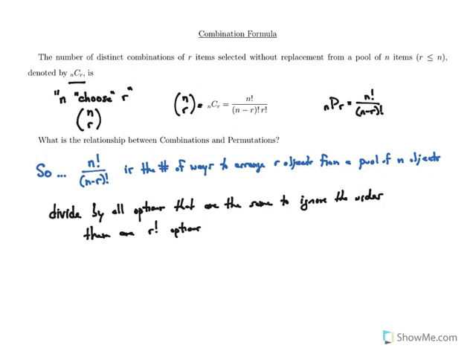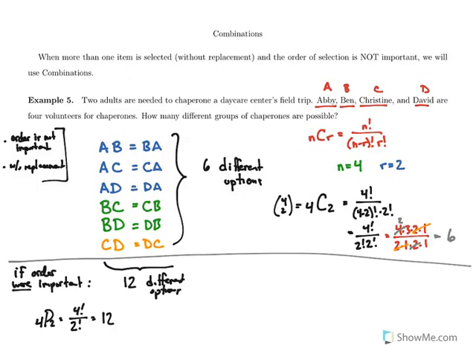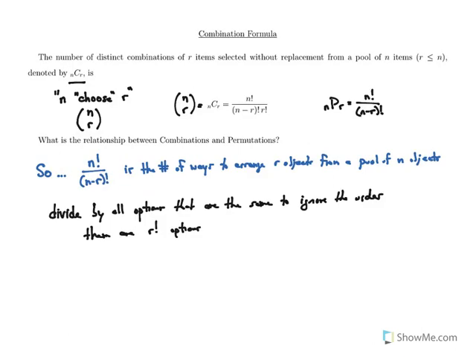Let's go back to our previous example real quick. We had 12 options total when order is important. But in this case, every 2 were the same. That was every 2 factorial were the same. So we take this 12 and divide by that 2 factorial, and we get our 6 options total. In general, we're not going to divide by 2, we're going to divide by r factorial.